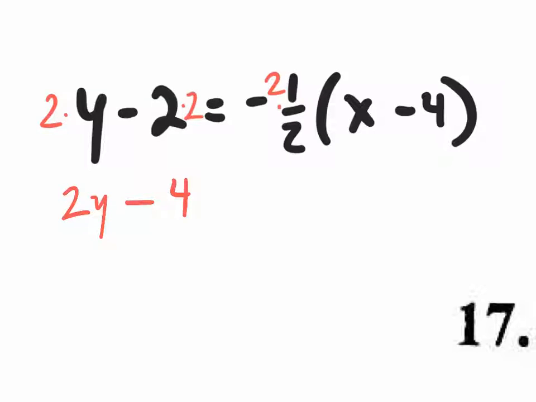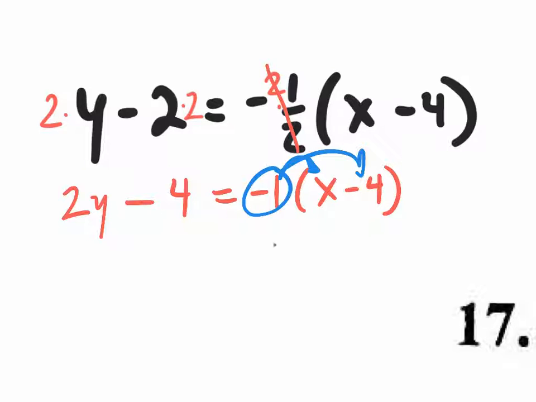minus 4 equals, right here the 2's cancel. I end up with a negative 1 left over. And like I said, the inside of the parentheses, nothing happened to them. I don't multiply the inside of the parentheses by 2. So I got rid of the fraction, and now I need to get rid of the parentheses by distributing negative 1/2. You're going to have negative x plus 4 equals 2y minus 4.